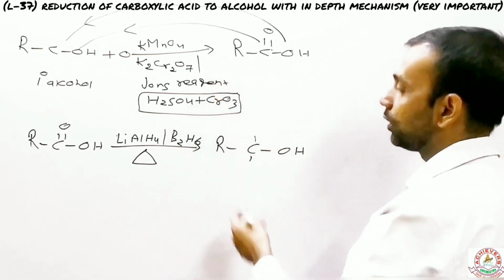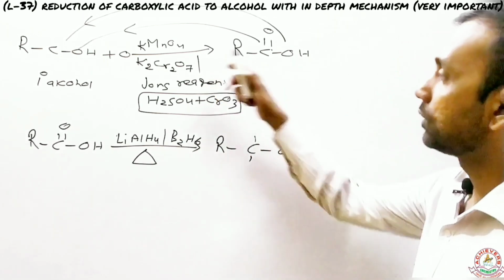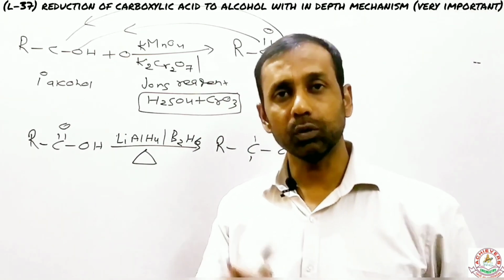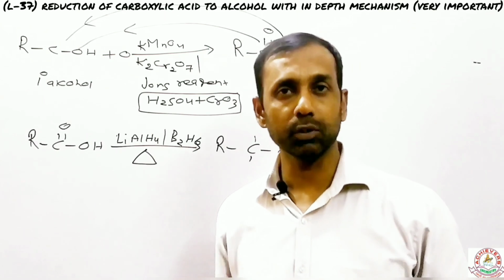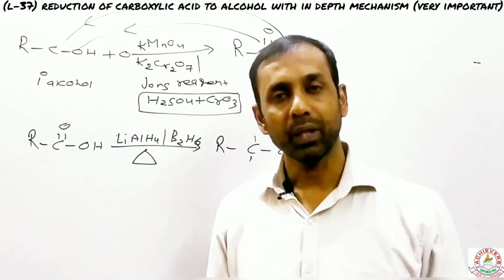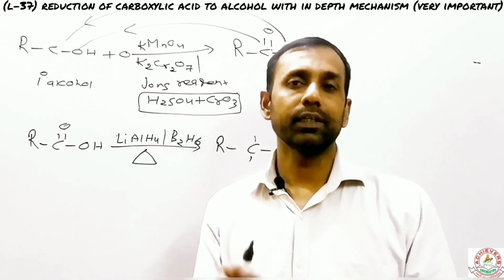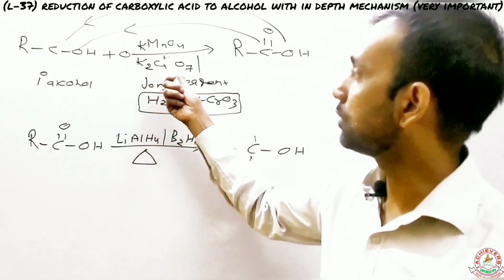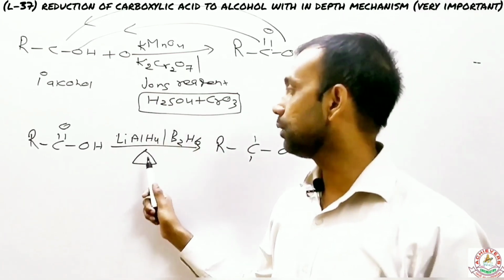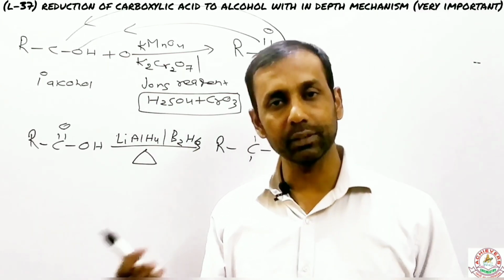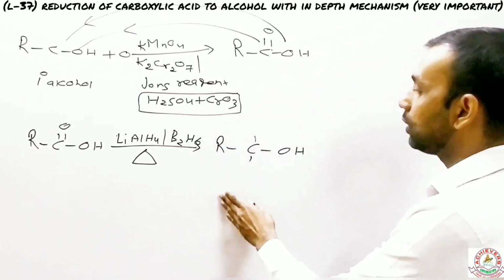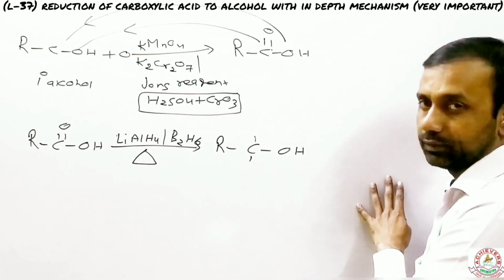This is actually the reversal of the oxidation. And what is the reversal of oxidation? Reduction. If you oxidize alcohol, it converts into carboxylic acid, but if you reduce carboxylic acid, you will get back your alcohol. But the reagents are different here. There the oxidizing agent was KMnO4, K2Cr2O7, or even Jones reagent. Now you have lithium aluminum hydride or B2H6 or any other reducing agent. Now we need to check how this reaction actually takes place.